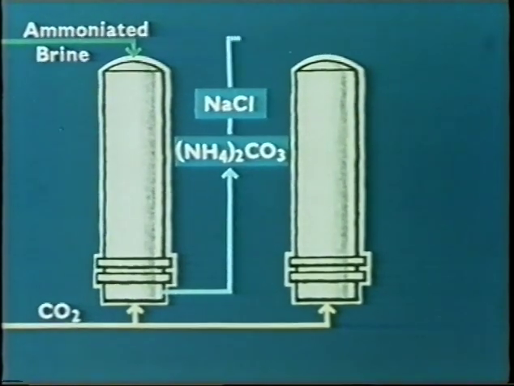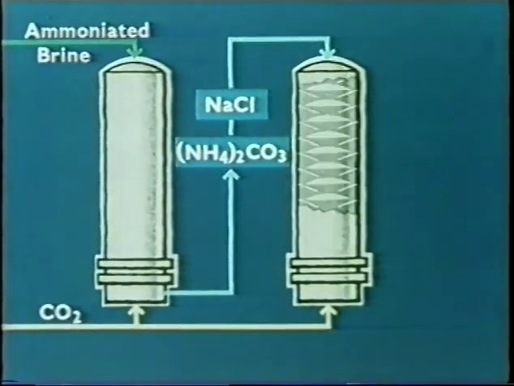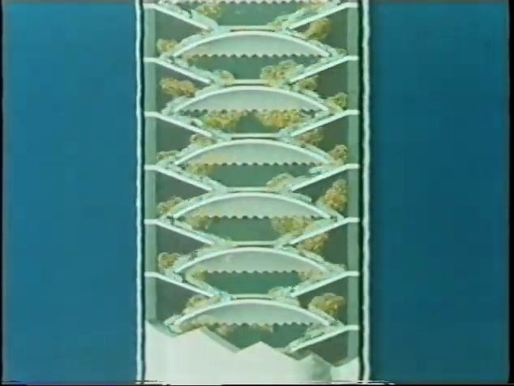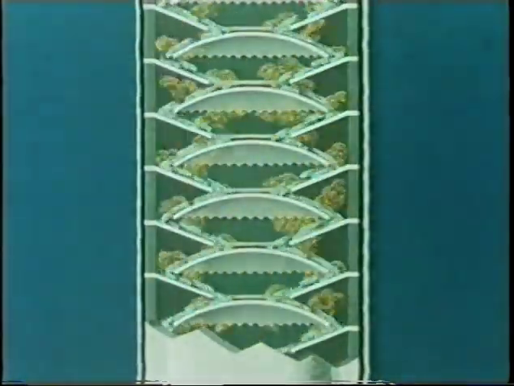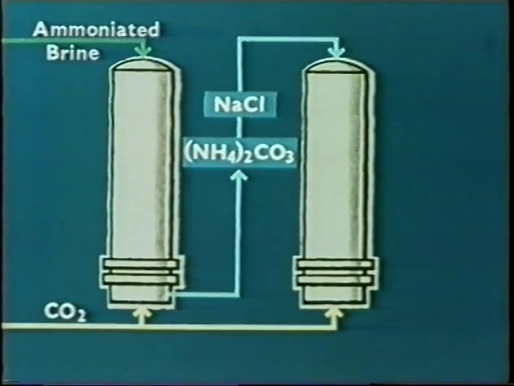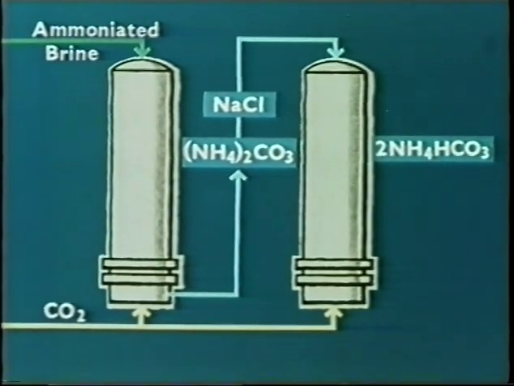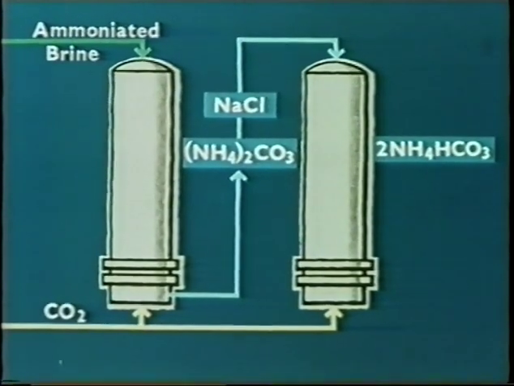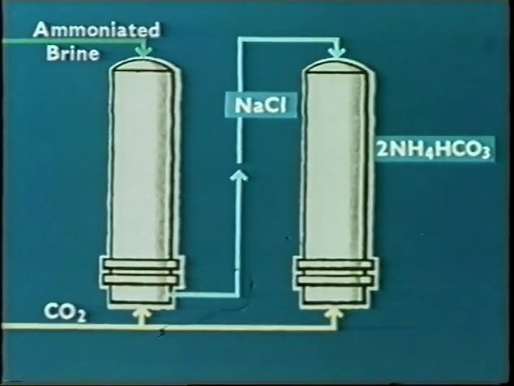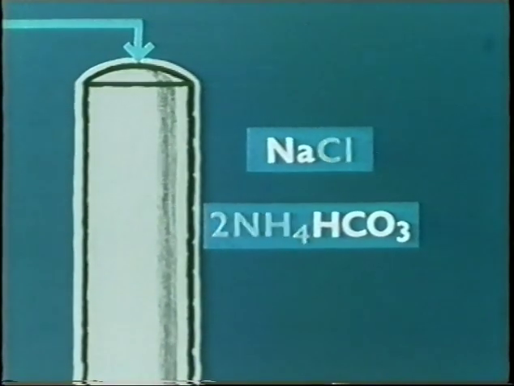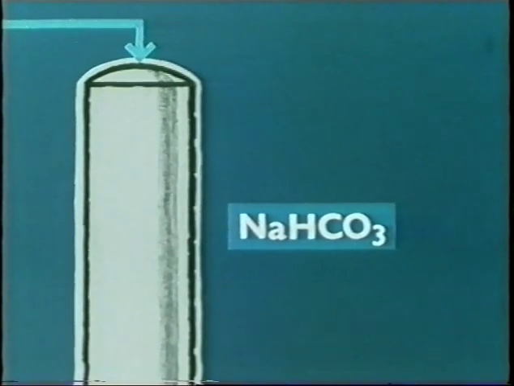The carbonated and ammoniated brine is pumped to the top of the second set of towers. Again, it cascades down over the plates, meeting more carbon dioxide gas blown up from the bottom. The ammonium carbonate in the brine reacts with the additional carbon dioxide in the water present to form ammonium bicarbonate. This is the second reaction, bicarbonation. It all happens at the top of the tower. As fast as ammonium bicarbonate is formed, it reacts with the sodium chloride in the brine to form sodium bicarbonate.